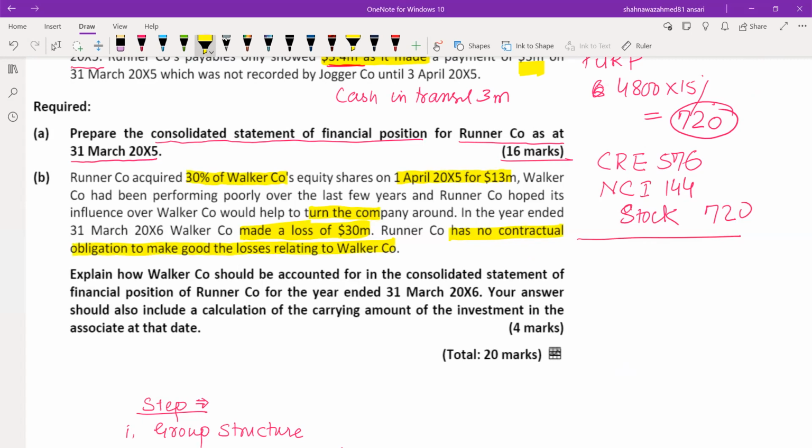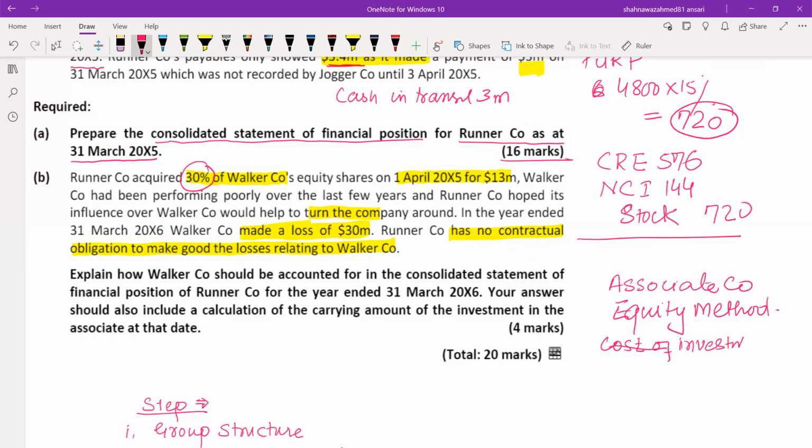Now, 30% shares means it's an associate company, which has significant influence. So we have to record this as an associate company, and the equity method of accounting is to be used under IAS 28. And we have to calculate the cost of investment in associate.